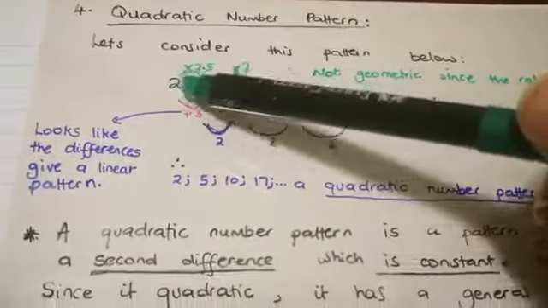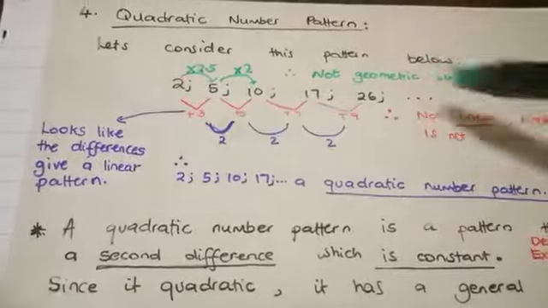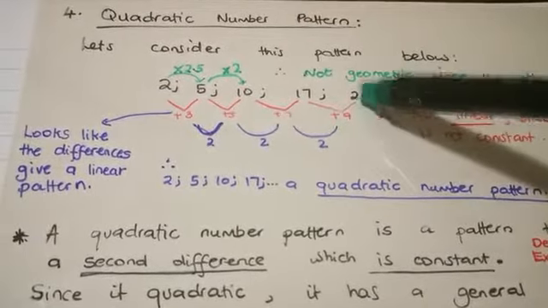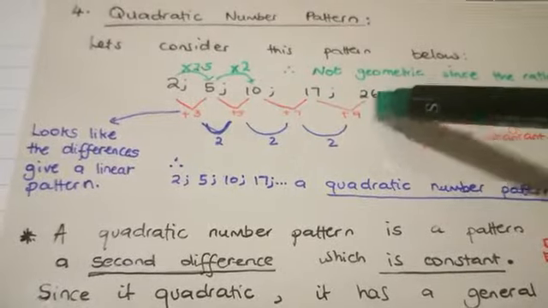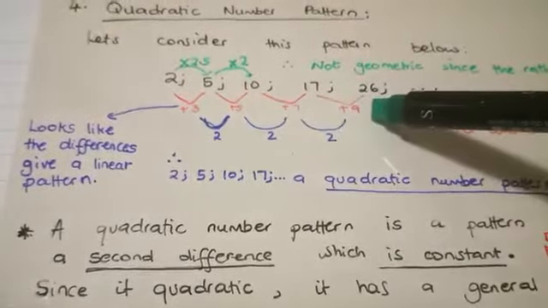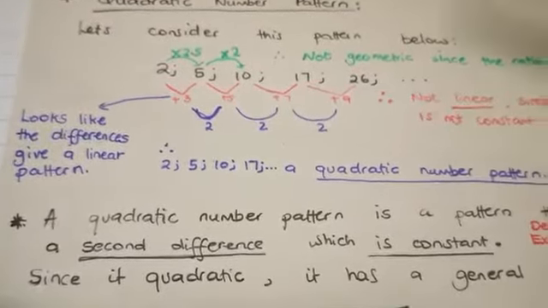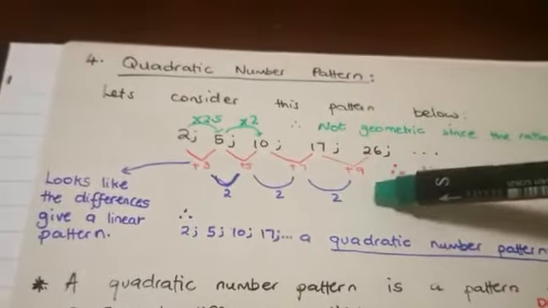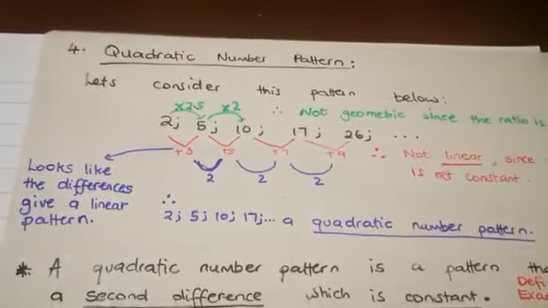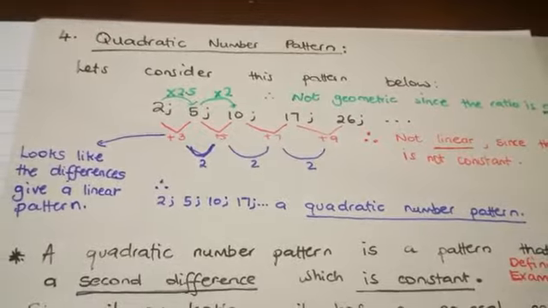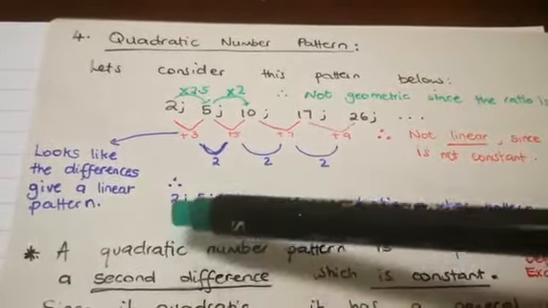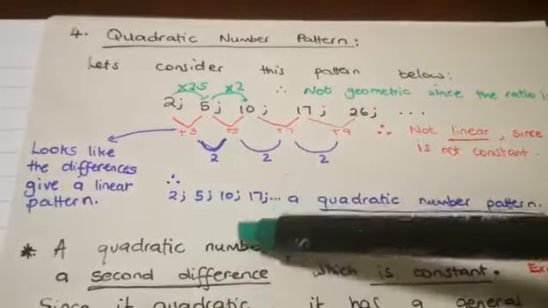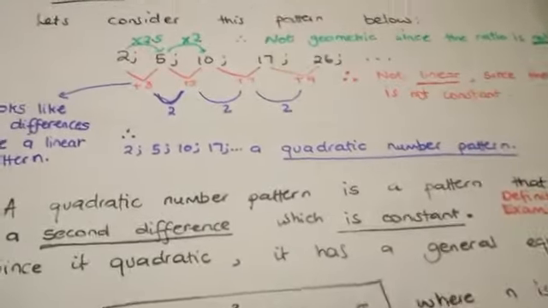So this number pattern is not geometric, it is not linear on itself, but the difference that you get out of it is a linear number pattern. If a case like that happens, then we say the number pattern that you have is quadratic. So this is what I've written here: 2, 5, 10, and 17 is a quadratic number pattern.